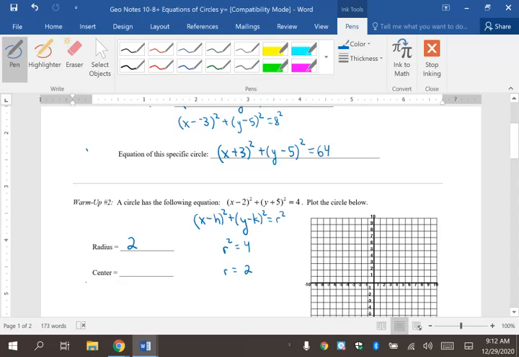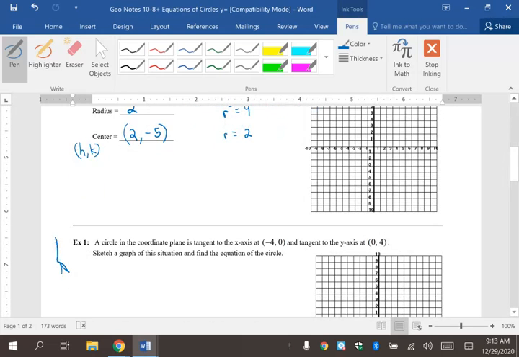And remember that the center is h comma k, so you take the opposite of what's being done inside the parentheses with the x, so positive 2, comma, the opposite of what's being done to the y inside the parentheses, so comma negative 5. I want you to pause the video and try number 1, example 1 by yourself. So go ahead and pause this one.